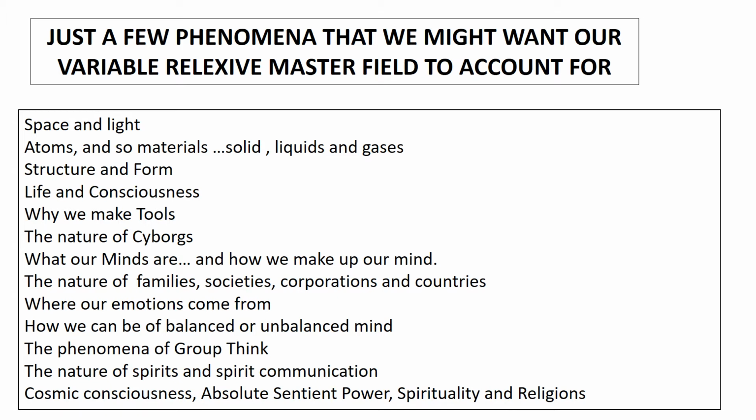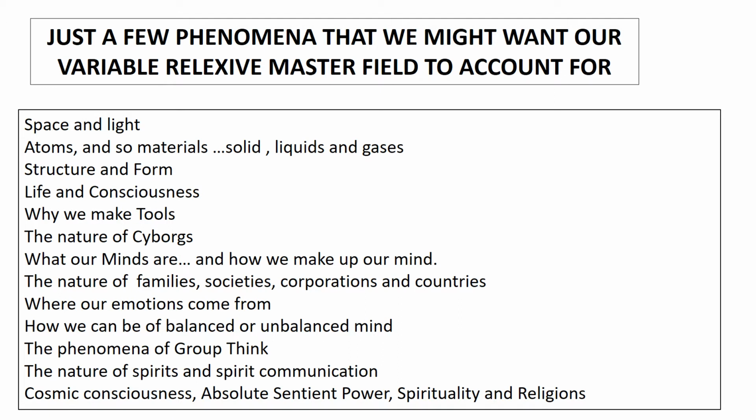We have space, light as an example of the electromagnetic spectrum, atoms, and so materials, solids, liquids and gases, structure and form, life and consciousness, why we make tools, the nature of cyborgs, what our minds are and how we make up our mind, the nature of families, societies, corporations and countries, where our emotions come from, how we can be a balanced or unbalanced mind, the phenomena of groupthink, the existence of spirits and spirit communication, cosmic consciousness, absolute sentient power, spirituality and religions.